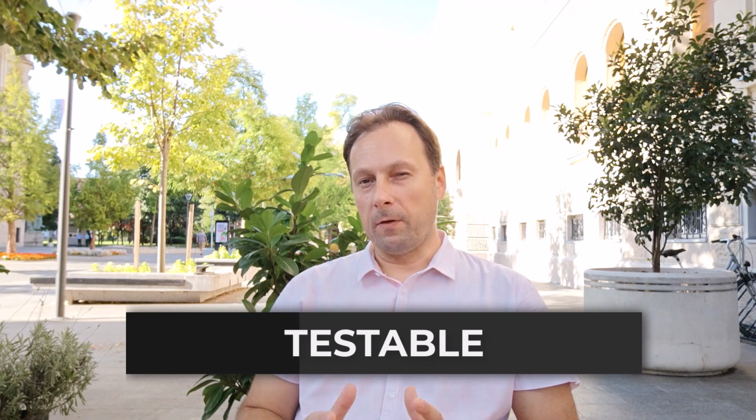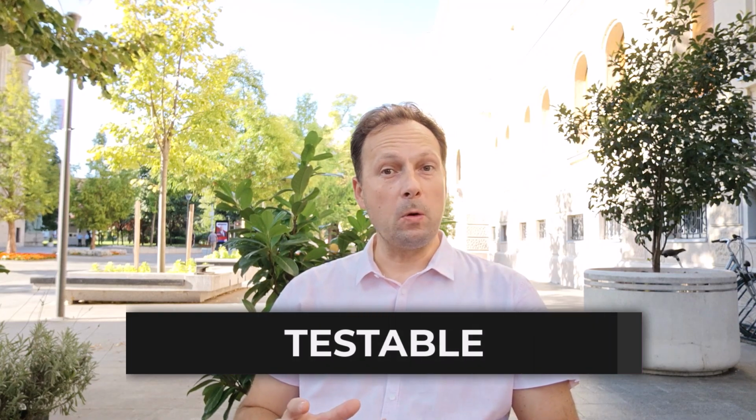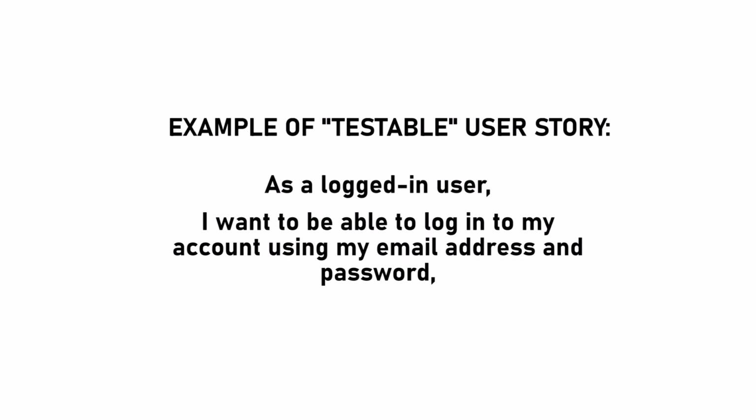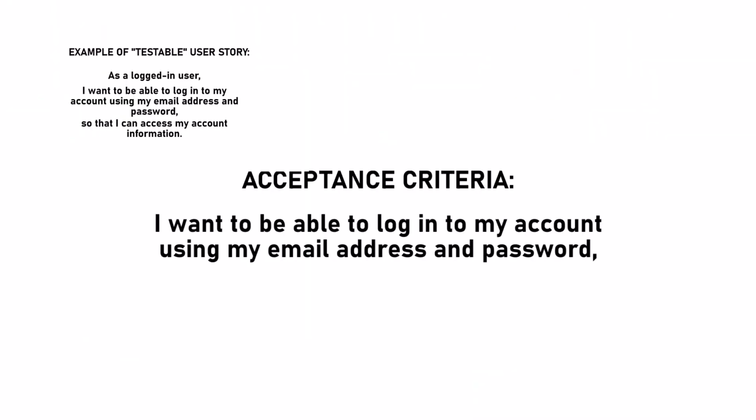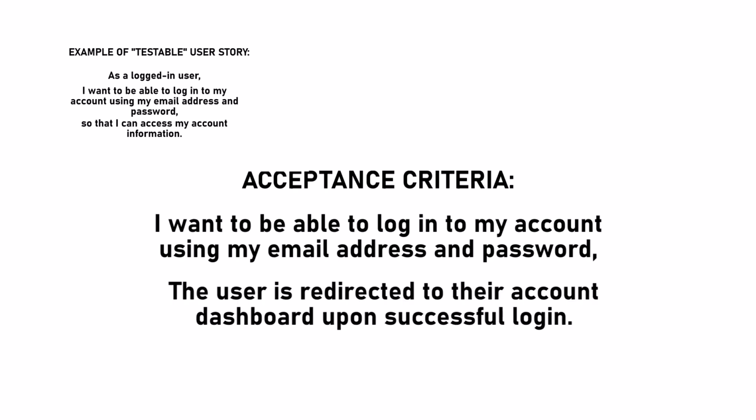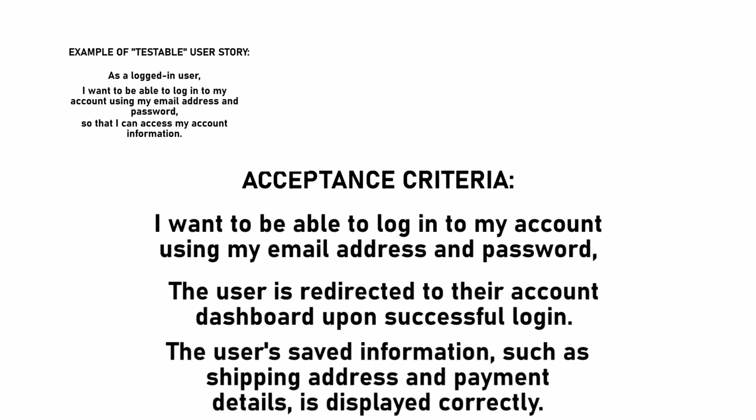Testable user stories have clear acceptance criteria that define when the story is considered complete. This ensures that the delivered feature meets user expectations. Example: as a user, I want to be able to log into my account using my email address and password so I can access my account information. Acceptance criteria: the user can successfully log in with a valid email address and password. The user is redirected to their account dashboard upon successful login. The user's saved information such as shipping address and payment details is displayed correctly.